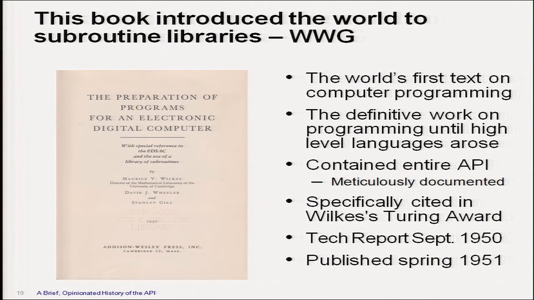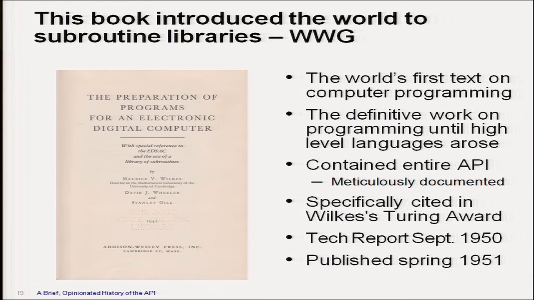This is the book that introduced the world to subroutine libraries. It was the one that was referred to in Wilkes' Turing Award. It is the first text ever written on computer programming. And I actually had a prop. I was going to hold it up, but it's over there somewhere. Anyway, I have a copy over there that I can show you if you like. It was the definitive work on computer programming until high-level languages arose at the end of the decade.